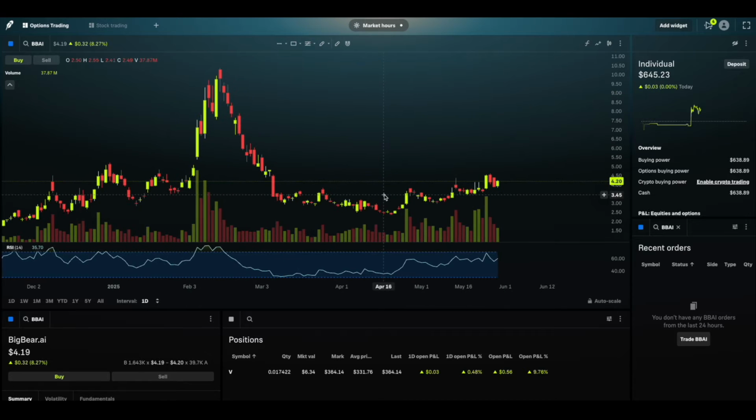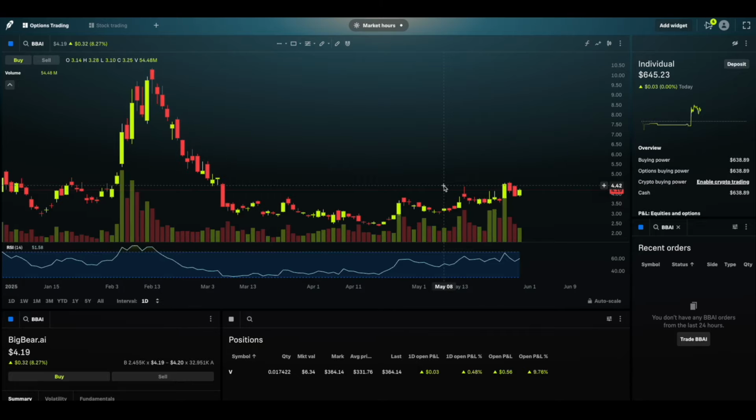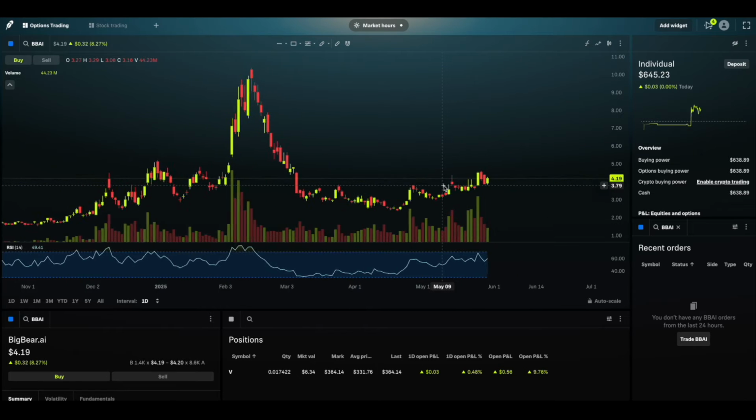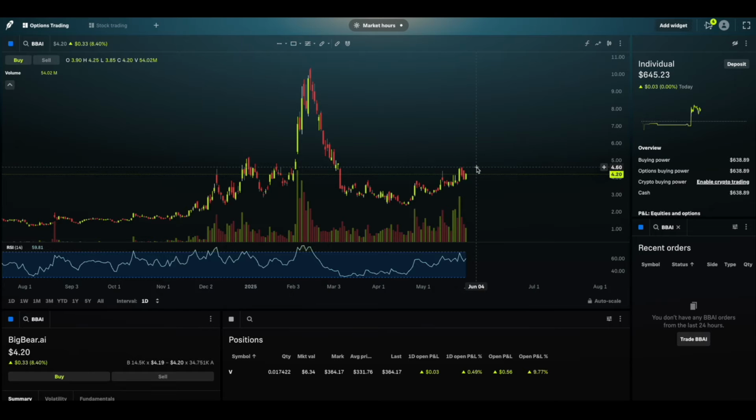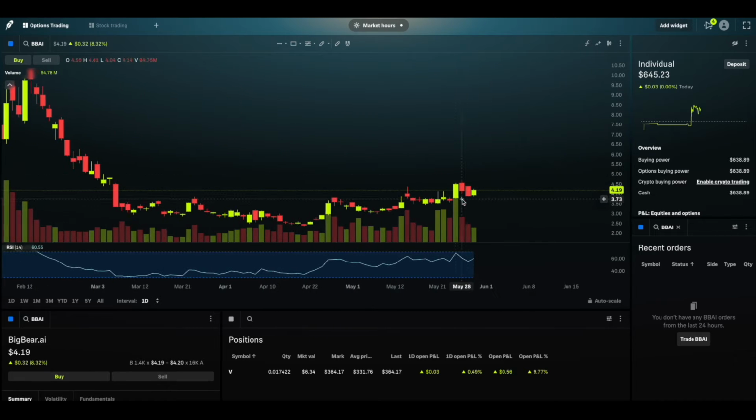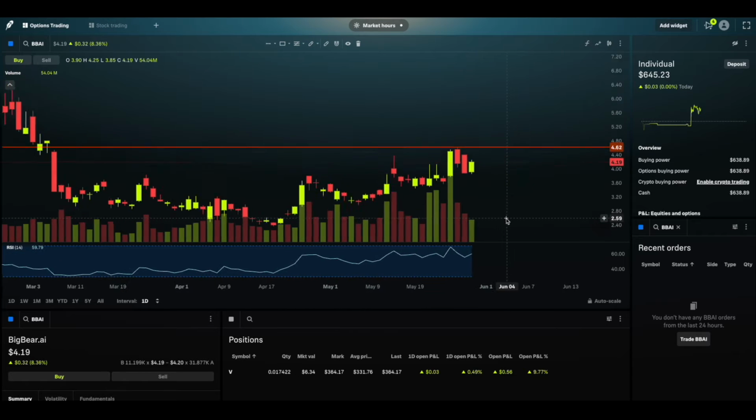And let's just start marking off some levels here. So BBAI, we have a level at 4.60, it looks like. And there is topping resistance there. So what we're going to do here is, and bear with me because we're kind of learning how to use this, because we've never used this platform before, we're going to put a line here so we know that that's resistance right now.